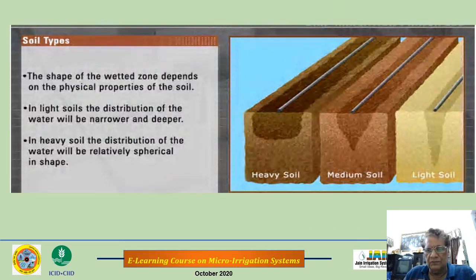Now, visually, it would have this similar sort of arrangement, that if it is a line source, then the wetting pattern in comparison to different soils. In a lighter soil, you can just see how a line source wets and how a medium soil it wets. And heavy soil, it will be much wider but much shallower wetting pattern. And this is important to understand basically in the design and selection of the crop.